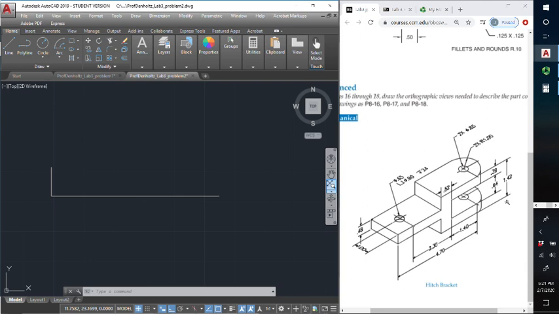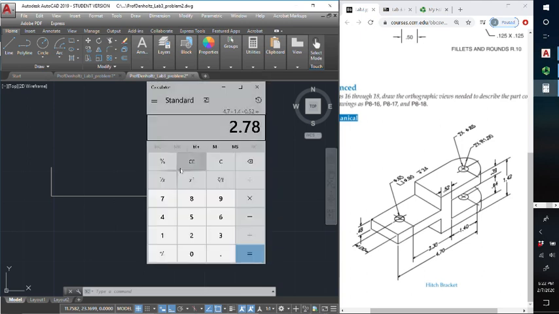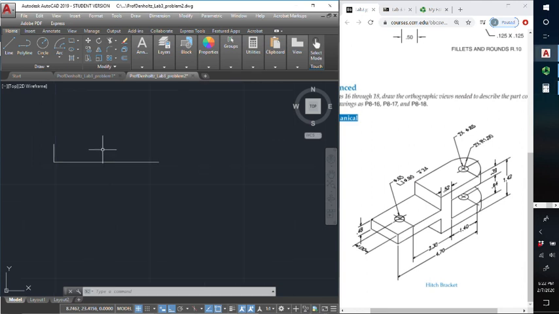So it's going to be 1.42 minus 0.48 divided by 2 is how far we're going to go down. So let's take a look at that equation. So 1.42 minus 0.48. Oops, I typed that in wrong. So 1.42 minus 0.48 divided by 2 is 0.47. So we're going to be going downwards by 0.47.